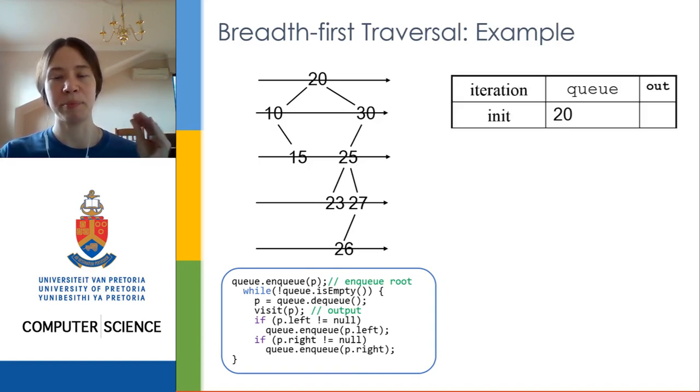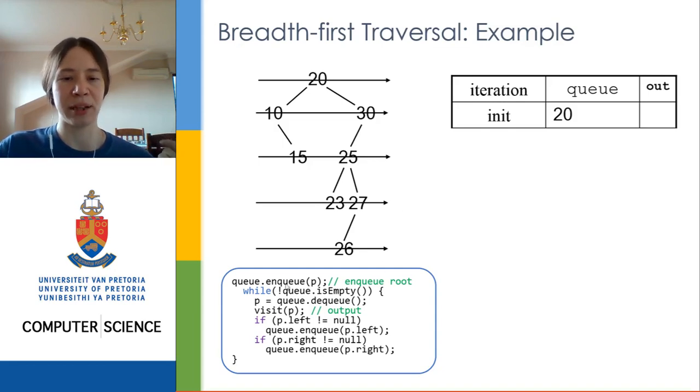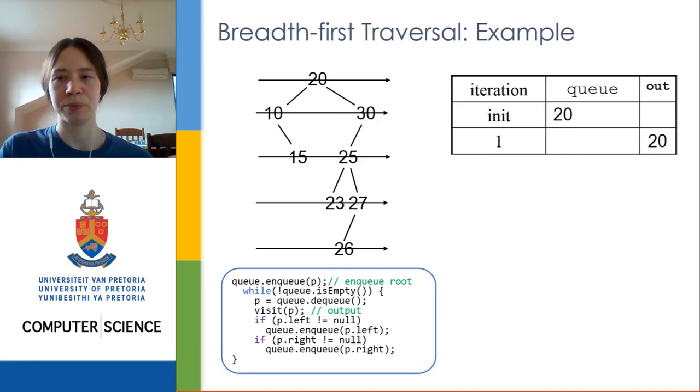So we begin by placing the root on the queue. The queue currently has a single element, and that element is 20. What happens when we enter the while loop? Well, we immediately dequeue whoever is currently on the queue. We dequeue 20 and we print it. So out in this case is going to be the output. My visit, obviously, I'll just print P to the screen, or do something like that. Great, 20 has been printed.